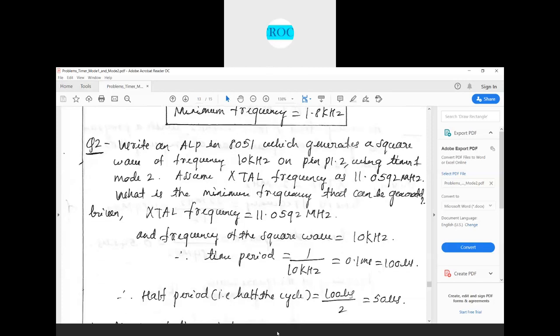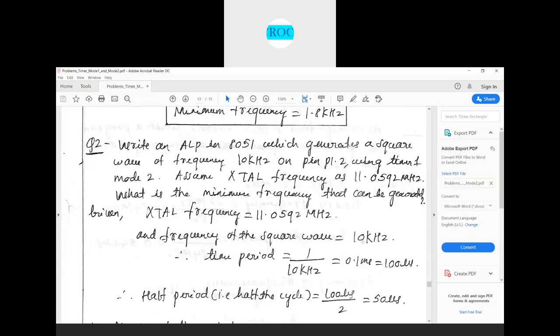Write an ALP in 8051, which generates a square wave of frequency 10 kHz on pin P1.2 using timer 1 in mode 2. Assume crystal frequency as 11.0592 MHz. What is the minimum frequency that can be generated? In the previous problem, what was given to us? The program was given, the initial count was given to us, and we calculated the frequency of the square wave.